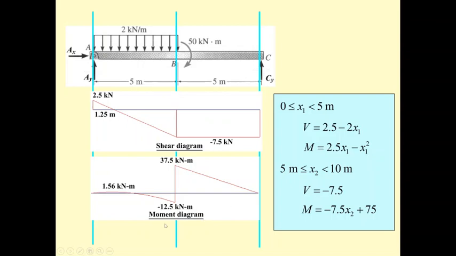So what is going to be the Vmax? Vmax is going to be minus 7.5. What is going to be the Mmax? Mmax is going to be 37.5 kilonewton meter. Okay, and then you use the Mmax to decide the section of the beam. And after you get the section, you check whether that section can take the Vmax or not.